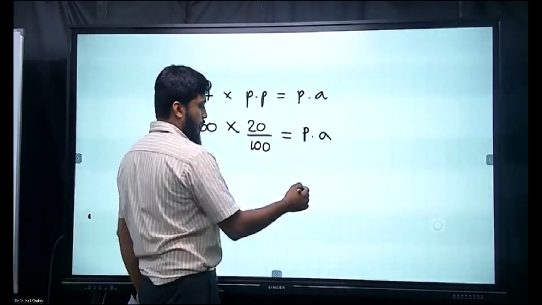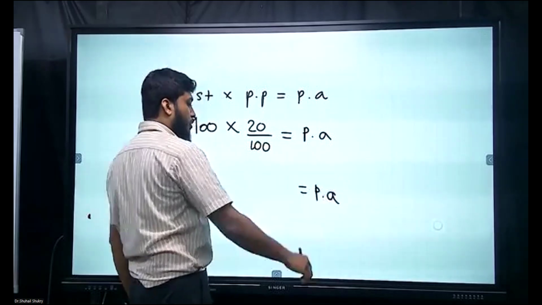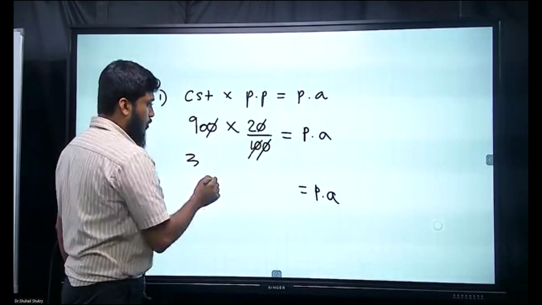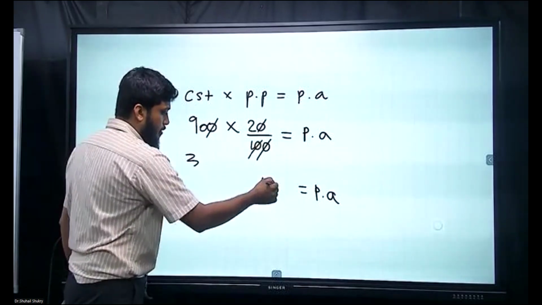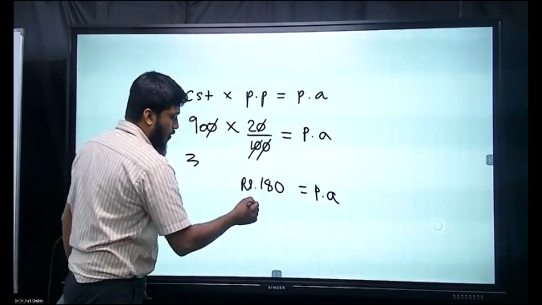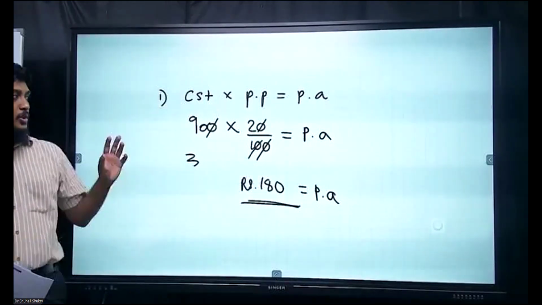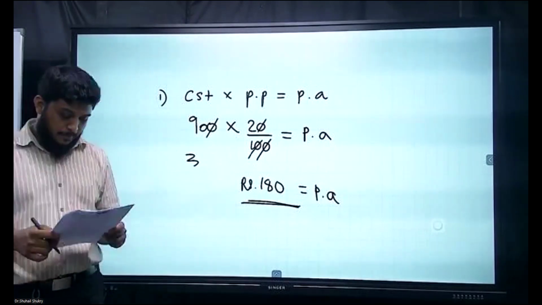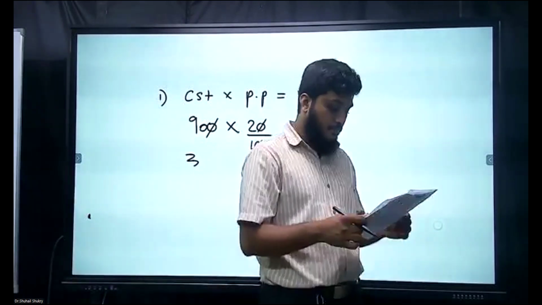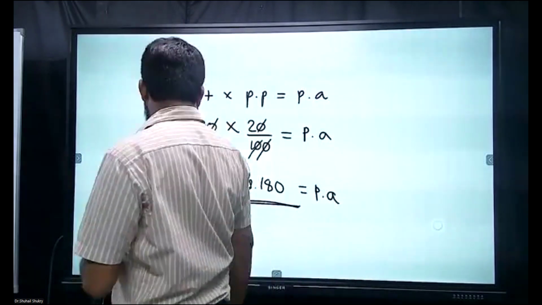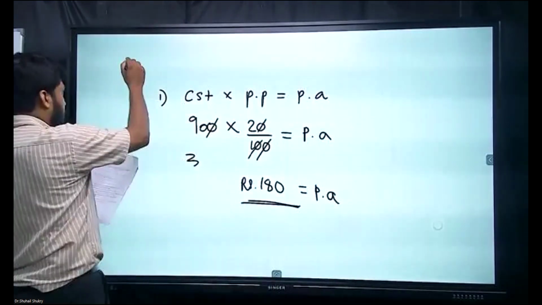Here, what should you write? PA, profit amount. In the next step, Putta, you write profit amount equals 900 into 20%, which is 180 rupees. This is the profit amount. This is the way you have to write these things. Profit amount is 180. This is the first one's answer, the fourth question.